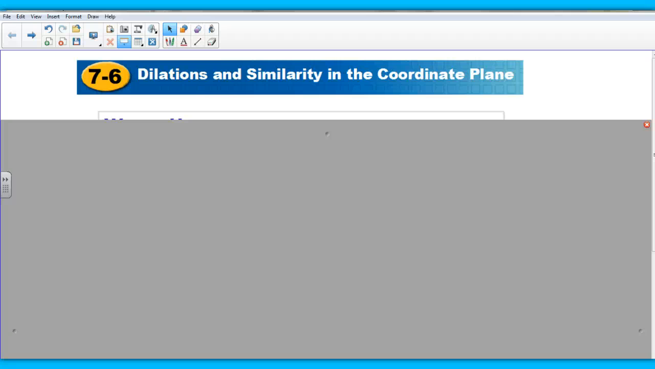Hello Geometry, we are on day 2 of section 7-6, Dilations and Similarity in the Coordinate Plane.